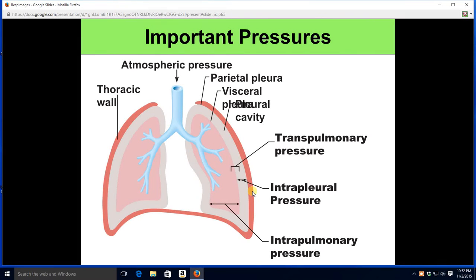Back for the fifth lecture on the respiratory system. Today we're going to talk about pressures. There are three major pressures we got to know.